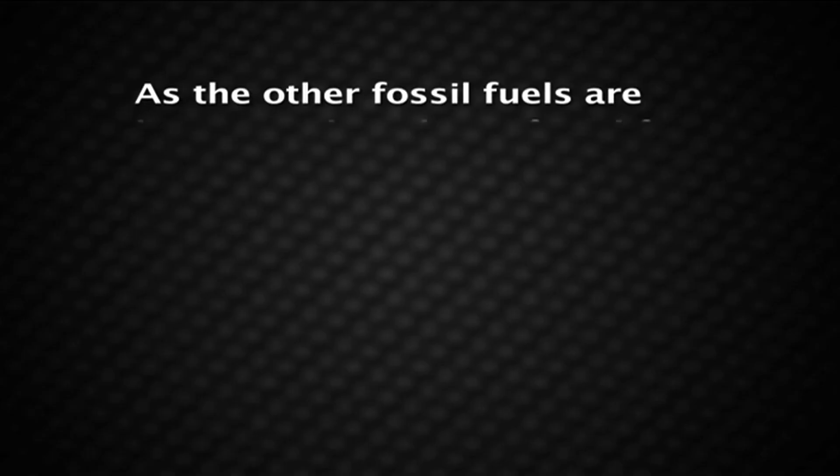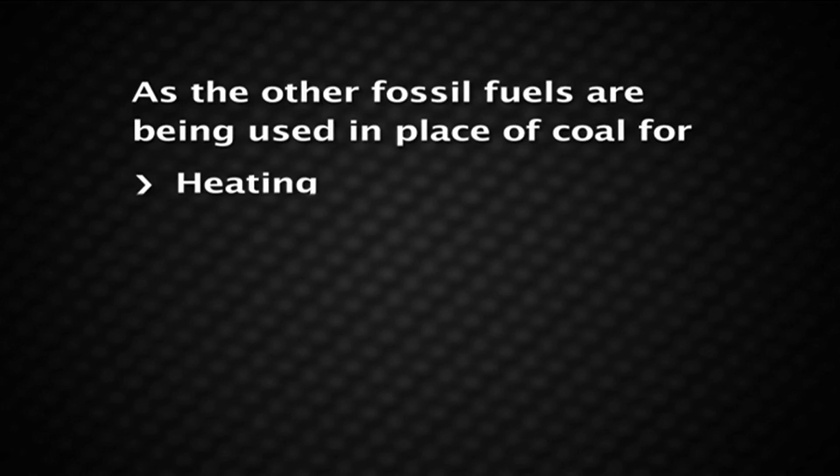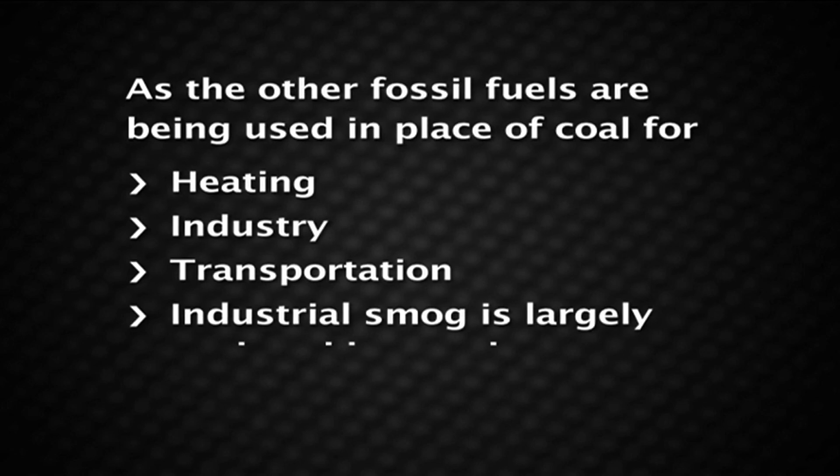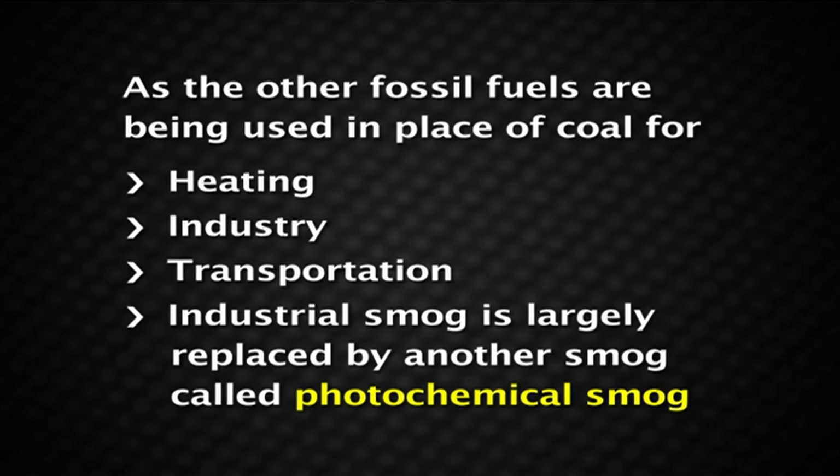Hence, at the end of this lecture, we find that the booming economy has led to creation of vast suburbs and mushrooming use of vehicles for commuting to and from places. As the other fossil fuels are being used in place of coal for heating, industry and transportation, industrial smog is being largely replaced by another kind of smog called photochemical smog. It is produced when several pollutants from automobile exhaust like nitrogen oxides and VOCs are acted upon by sunlight.